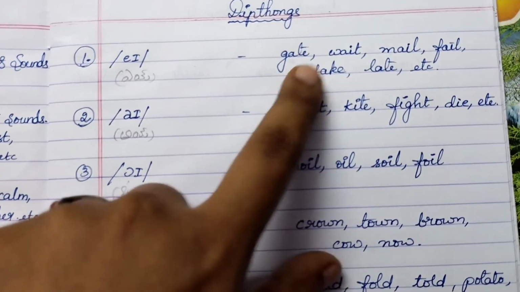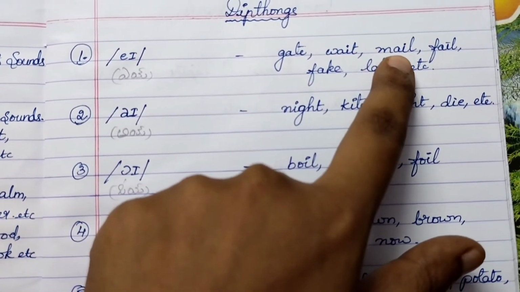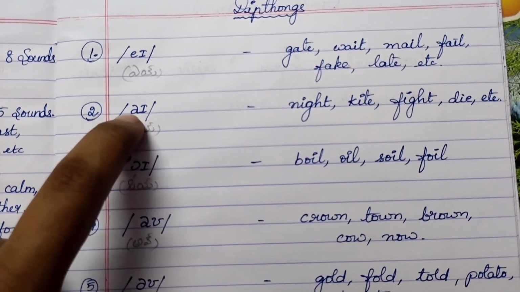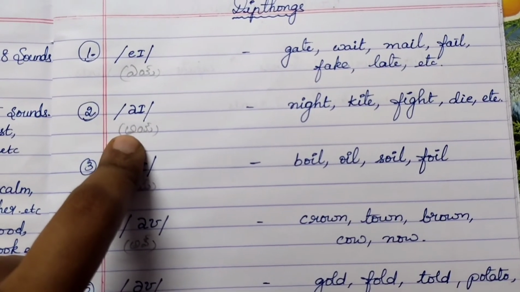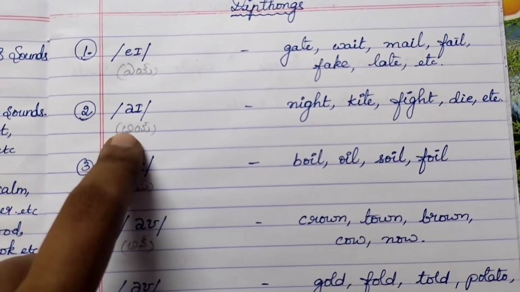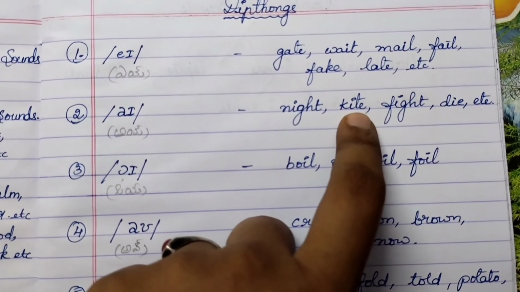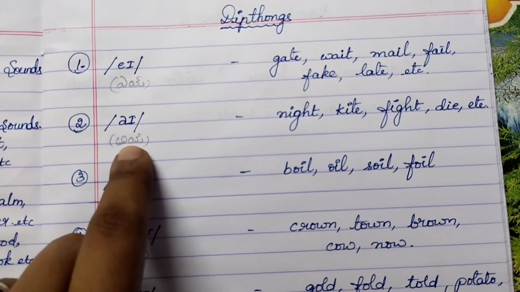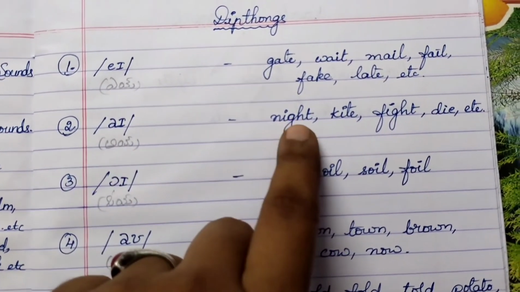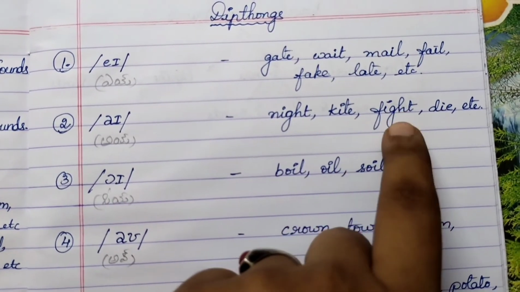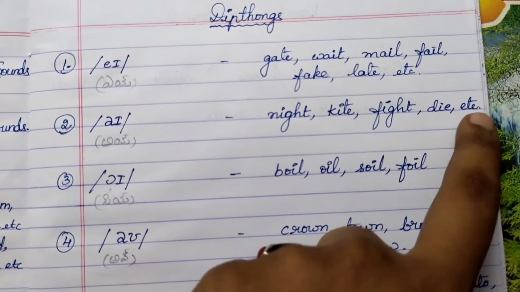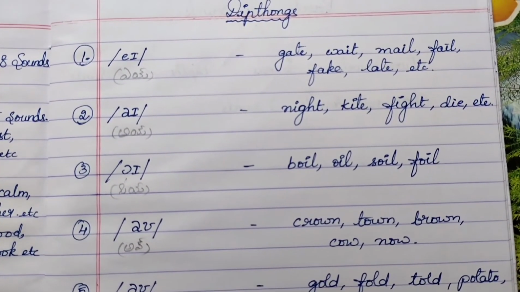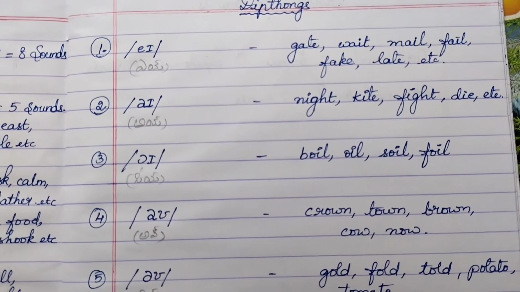Next one is this symbol with I: night, kite, fight, die, etc. So, why learn these sounds? To pronounce like a native speaker, we need to have a grip on this. So, only for that we are learning.